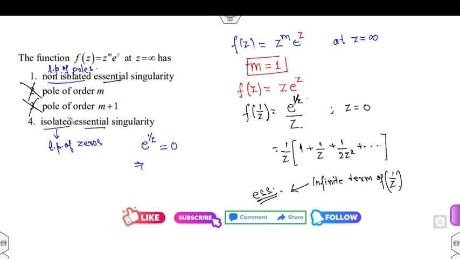Now what is the definition of isolated and non-isolated? You can see z is equal to infinity is my essential singularity. Now once it's infinity, you can see the only singularity of this function is z is equal to infinity. Since it is a singleton only, that means this is isolated. It can never be non-isolated. If there is more than one essential singularity, then only you can say it is non-isolated, otherwise not.